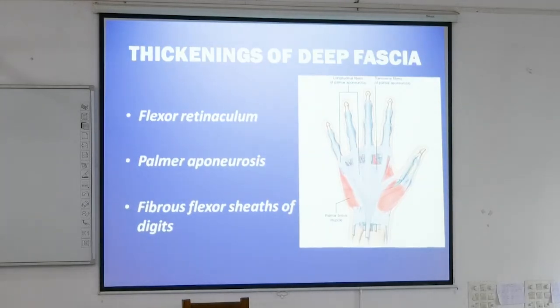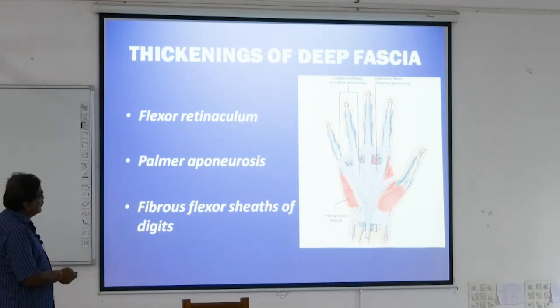Now, thickening of the deep fascia: the flexor retinaculum, palmar aponeurosis, fibrous flexor sheath of the digits. Now we can see the palmar aponeurosis. This is the muscle palmaris brevis. This is the flexor retinaculum.